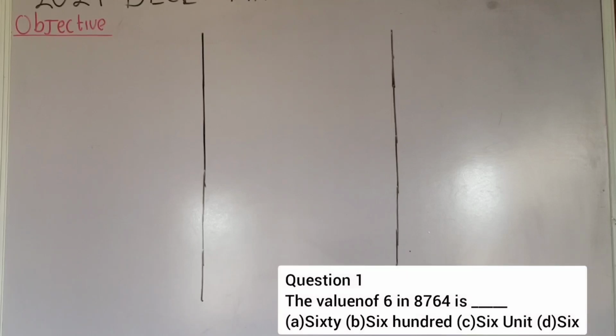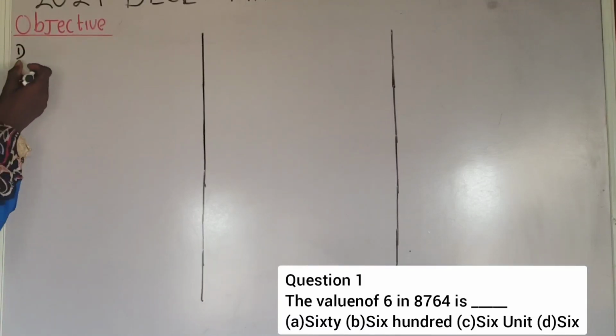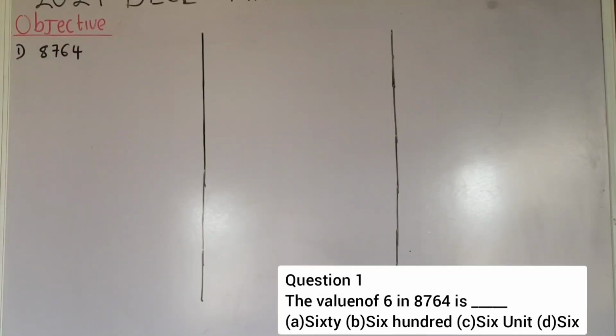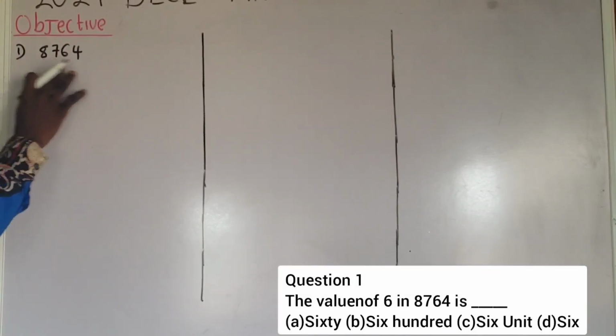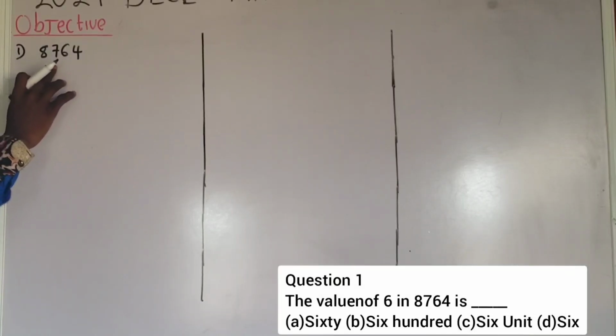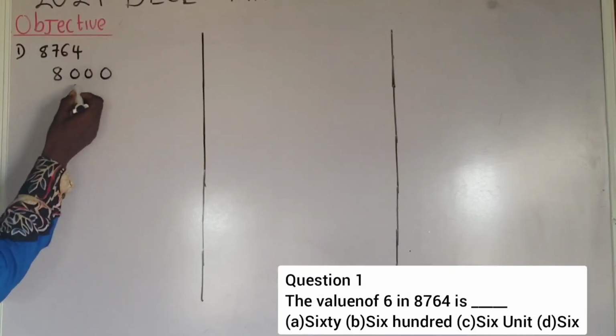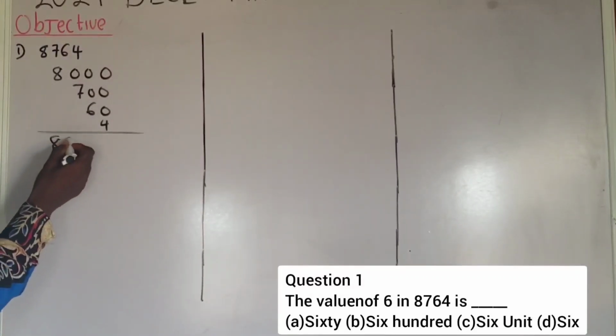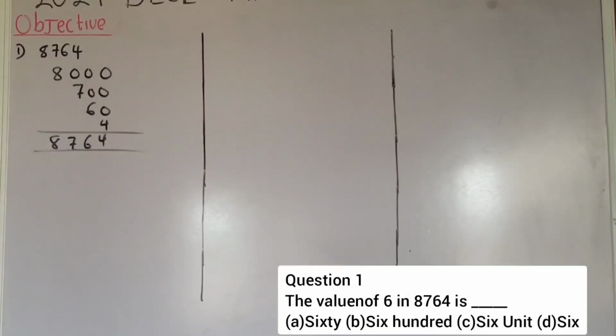The value of 6 in 8764 is dash. That is question 1. To solve this question, you can write this number like this: 8,000 plus 700 plus 60 plus 4. You understand? It's still going to give us 8764. Now, what is the place value of 6? The first option is A, 60, B, 600, C, 6 units, D, 6.